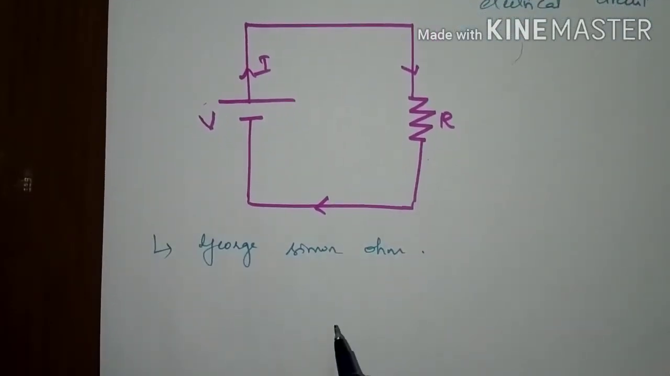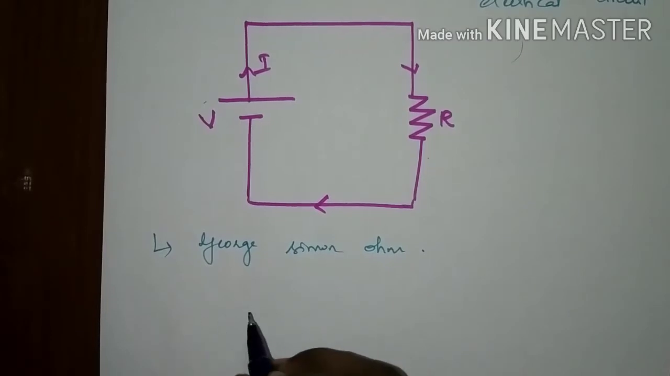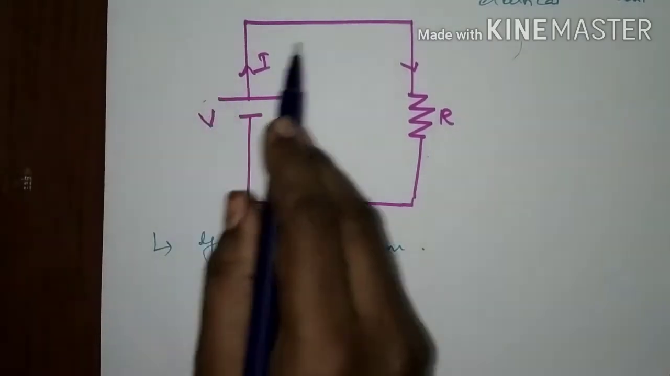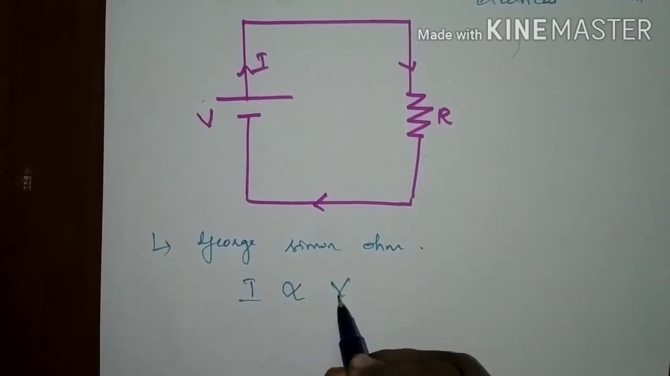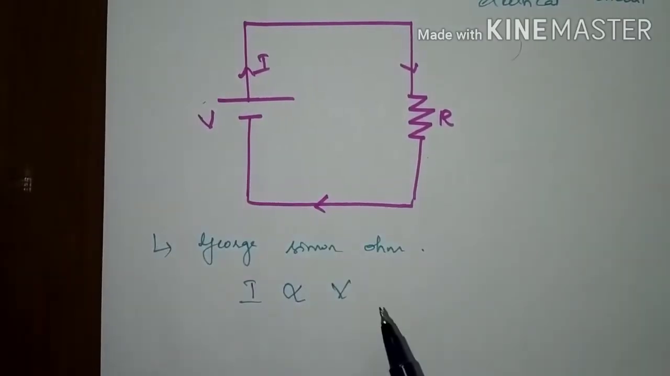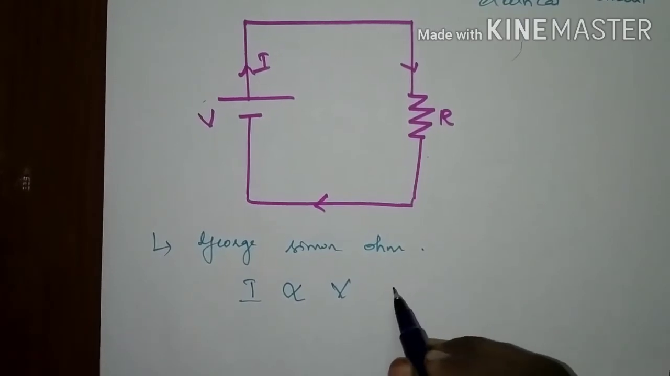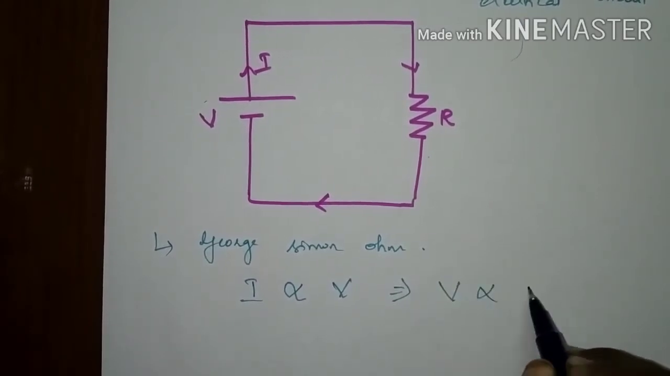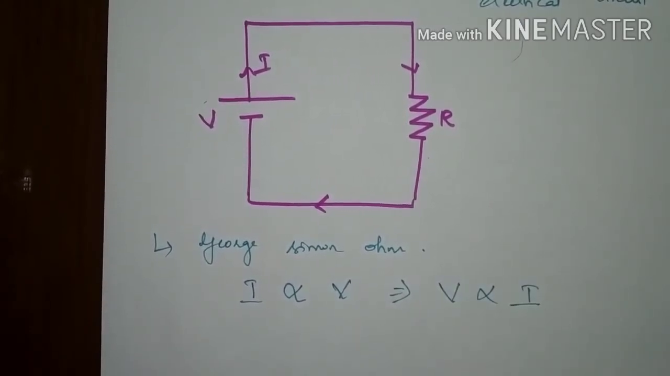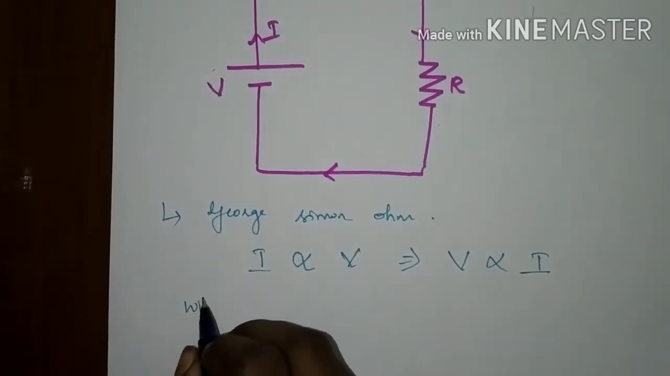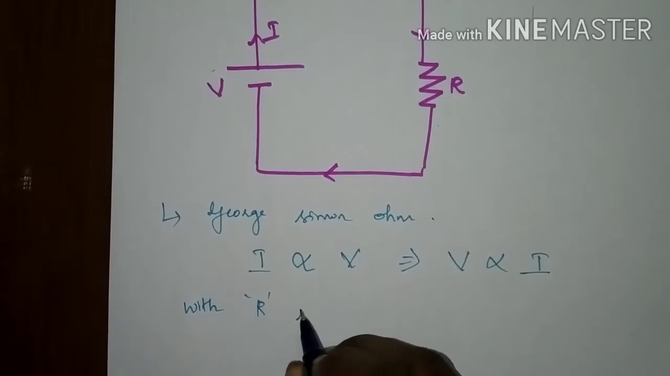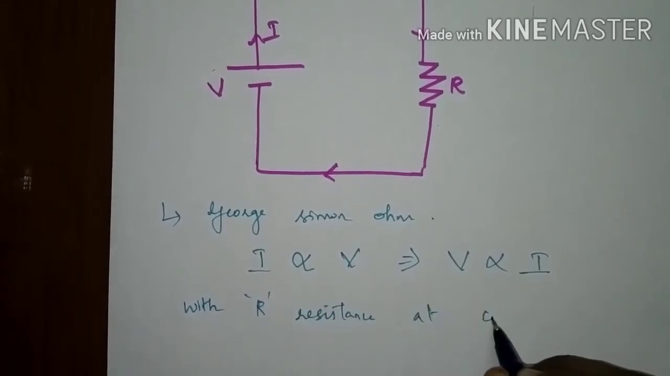According to Ohm's theory, the electrical current flowing through the metallic conductor would be directly proportional to the voltage impressed on it, that is, the voltage applied on it. So, we can write like this also: voltage is directly proportional to current, or current is directly proportional to voltage, of the metallic conductor with resistance R at constant temperature.